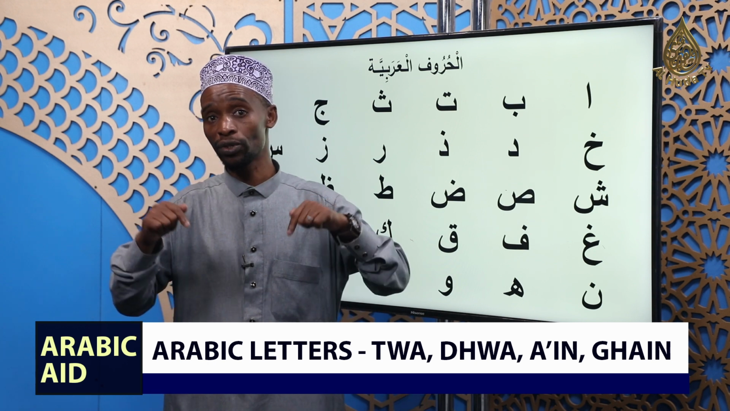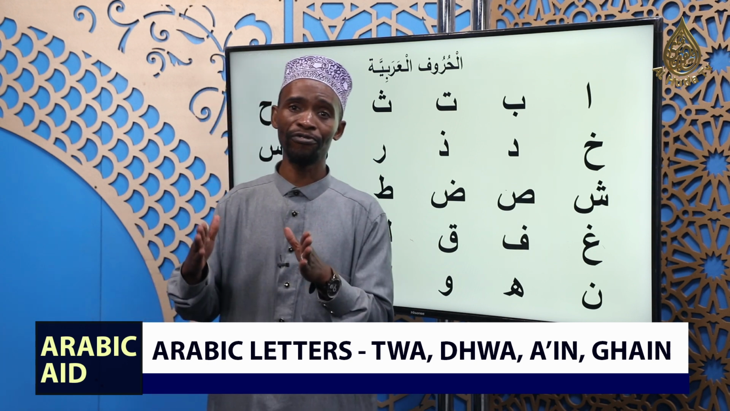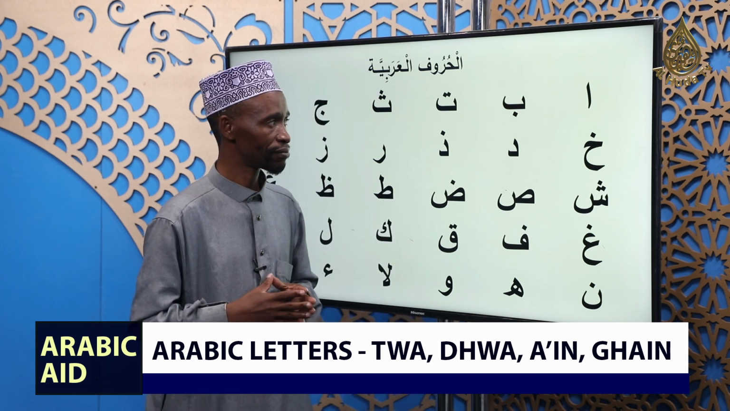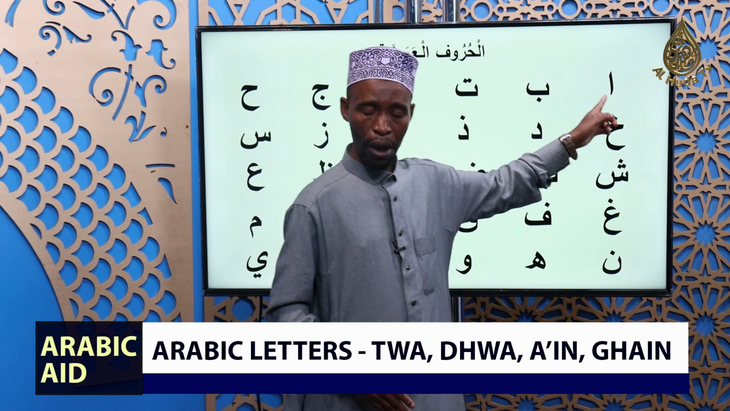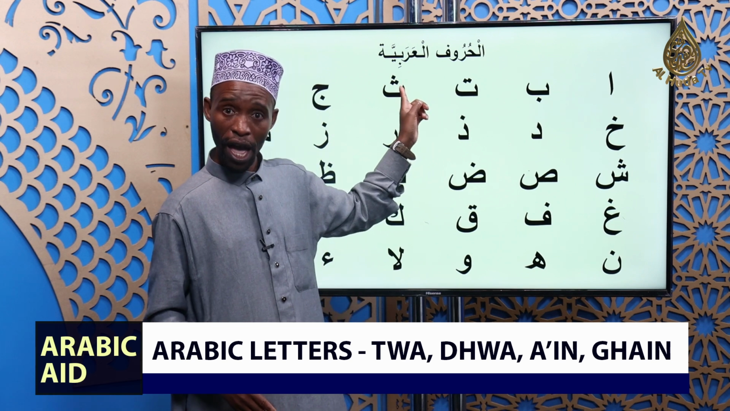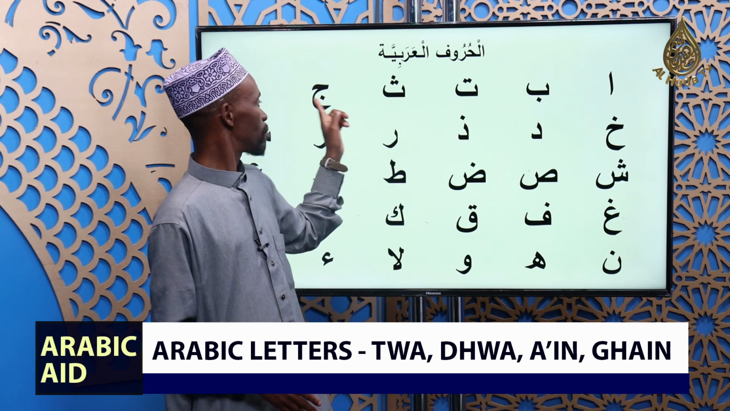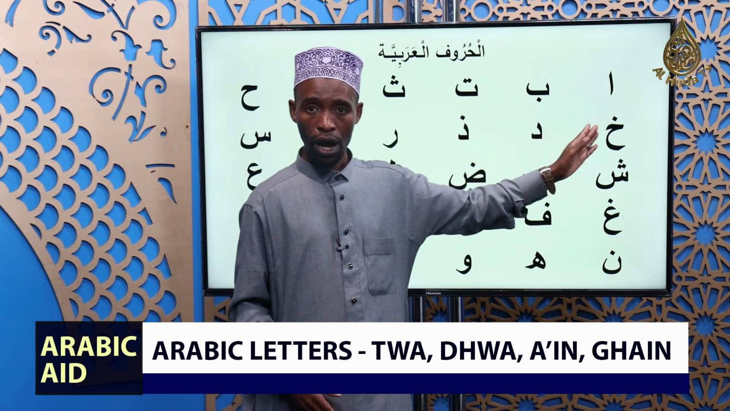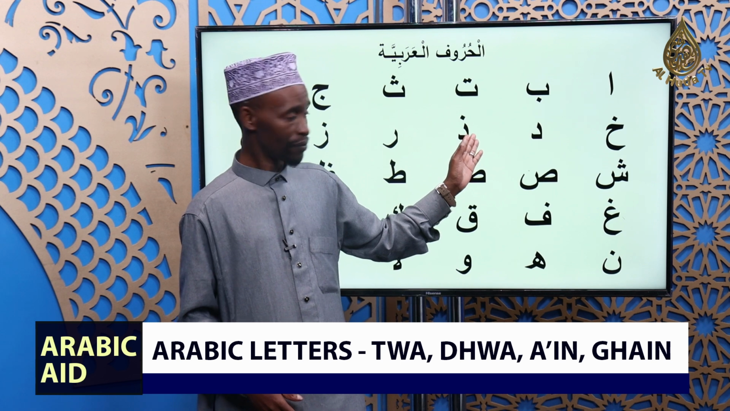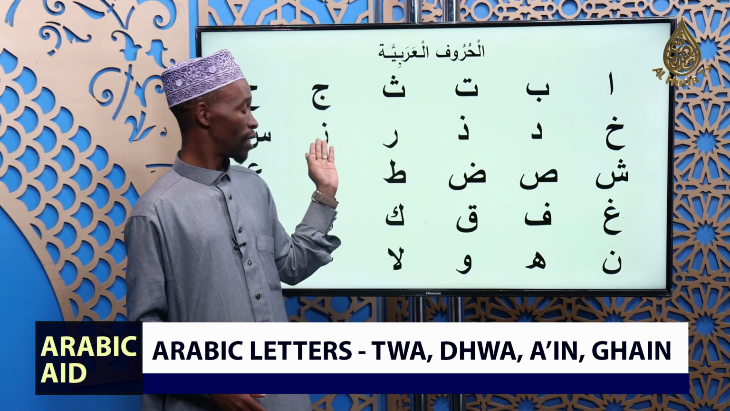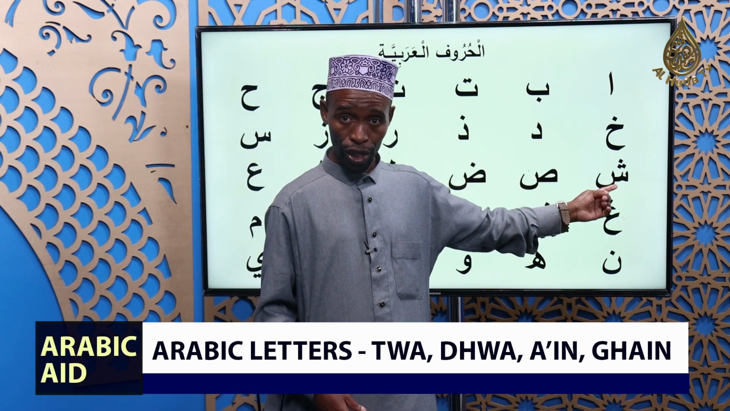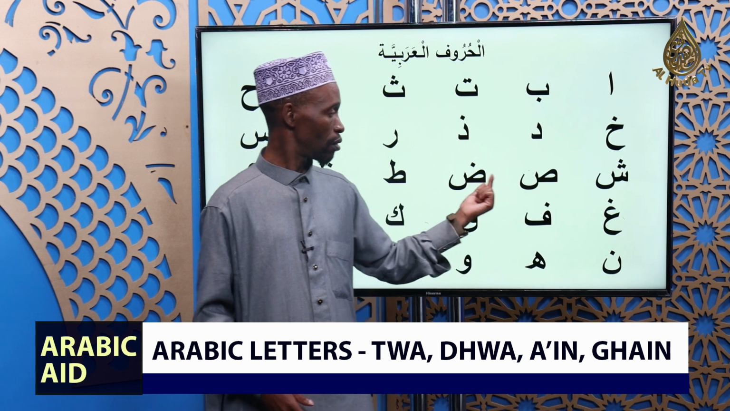Before we get into today's lesson, let us read the 15 Huruful Arabiya that we have learned so far. Alif, Ba, Ta, Tha, Jim, Ha, Kha, Dal, Dhal, Ra, Za, Sin, Shin, Sod, Dad.